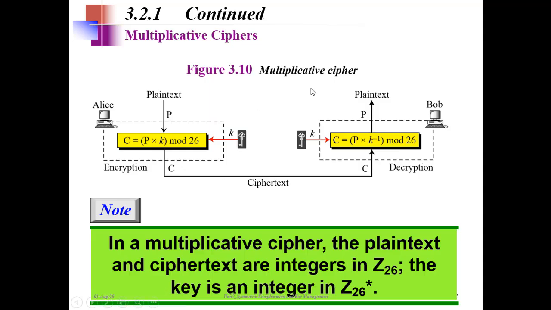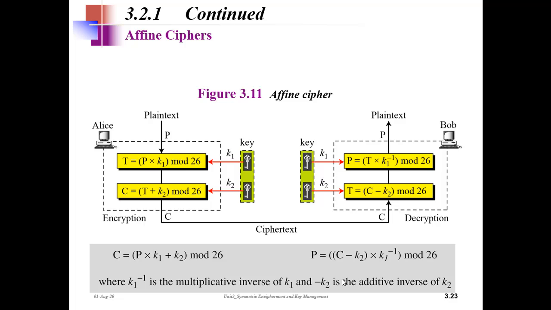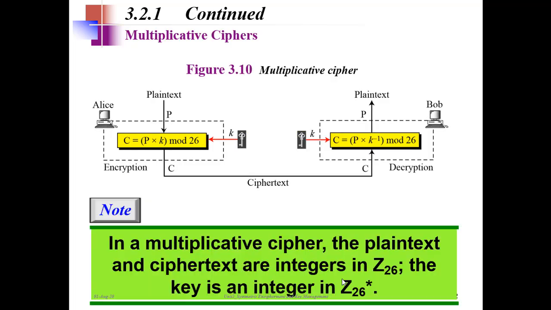Next we have the multiplicative cipher. In the additive cipher we added; in the multiplicative cipher we just multiply, right? But for decryption we use K inverse. Note here: in a multiplicative cipher, the plain text and ciphertext are integers in Z26 and the key is an integer in Z26 star. What Z26 star is, we'll see when we do the mathematics of this encryption. That will come in due course of the lectures. So this is the multiplicative cipher.